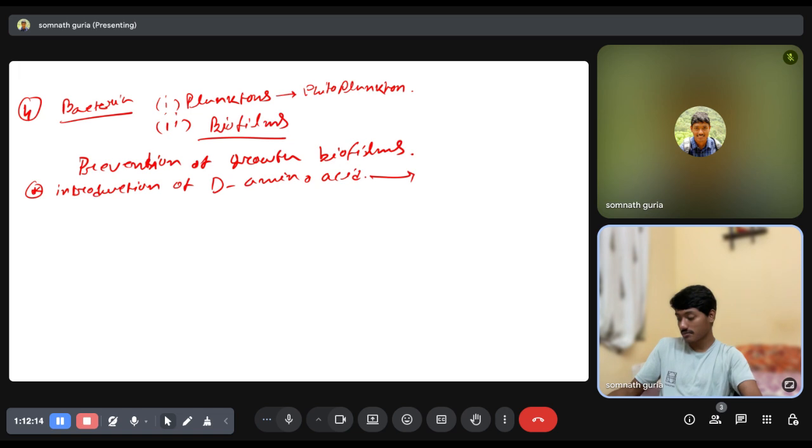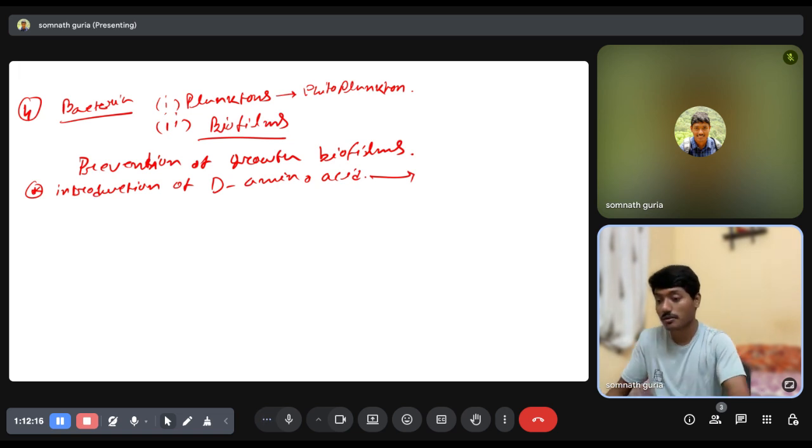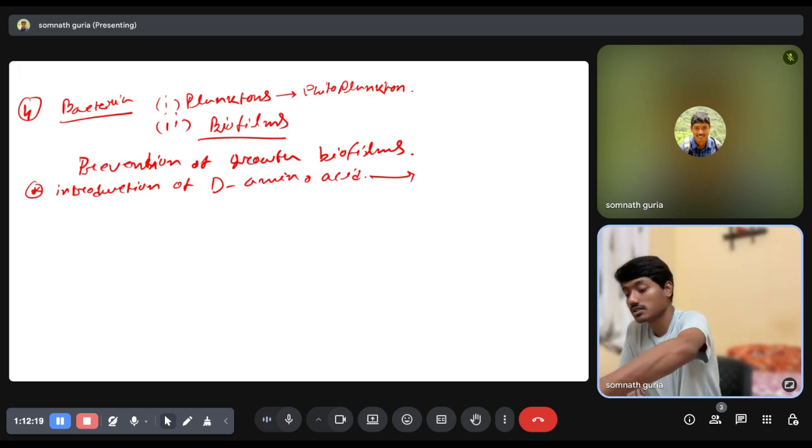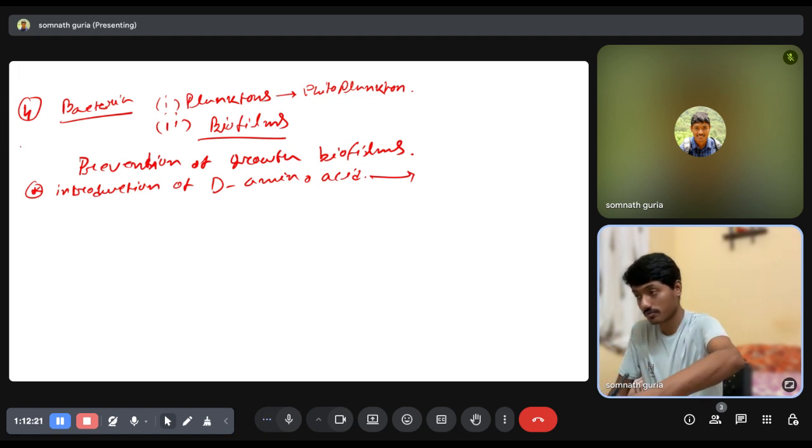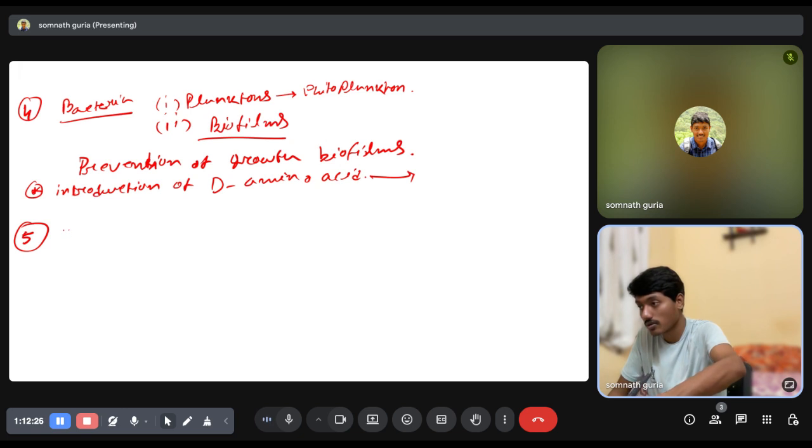Another thing is the metal sensitivity by molecular recognition, the metal sensitivity.